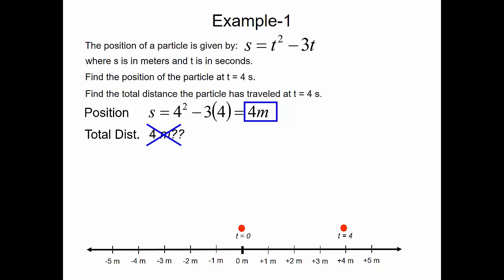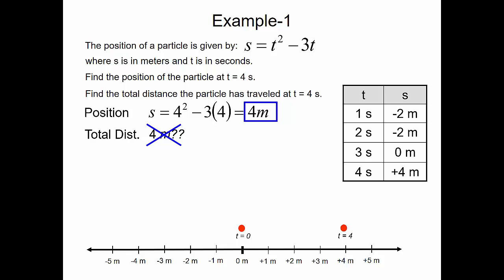If I put in 2 seconds, then my position also turns out to be -2. If I put in 3 seconds, then my position turns out to be 0. If I put those in a table and look at those values, I can see that something interesting is happening. The object isn't traveling in a straight line in the positive direction.